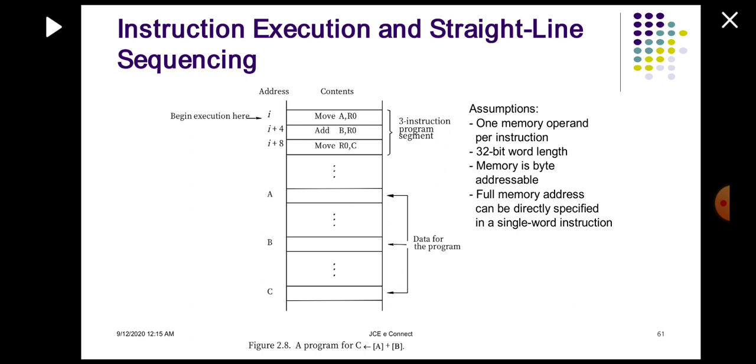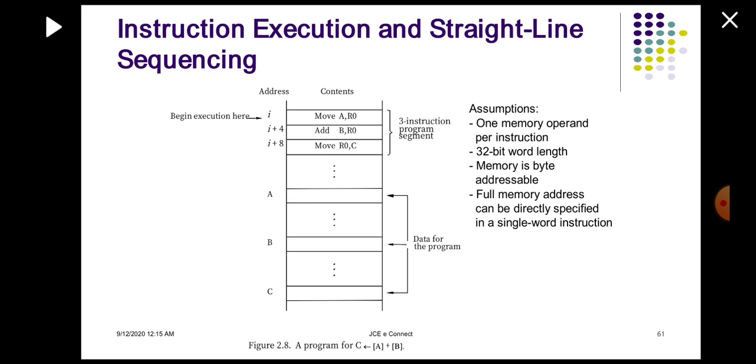So we know the processor has a register called the program counter. If you remember the block diagram, we have the instruction decoder and we have the program counter. The program counter holds the address of the next instruction to be executed. Initially, when the address of the first instruction I is loaded into the program counter, the control circuit will start fetching the instructions one after the other from successive addresses in the memory and executing them. This is called straight line sequencing. During the execution of each instruction, the program counter is incremented by 4 to point to the next instruction.